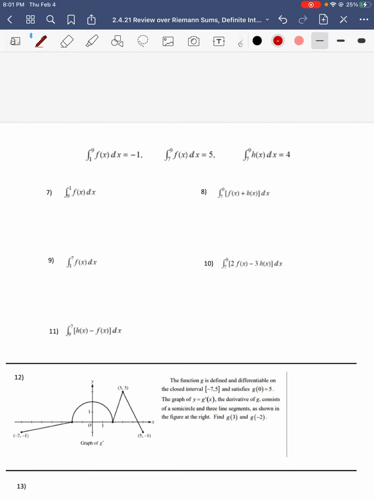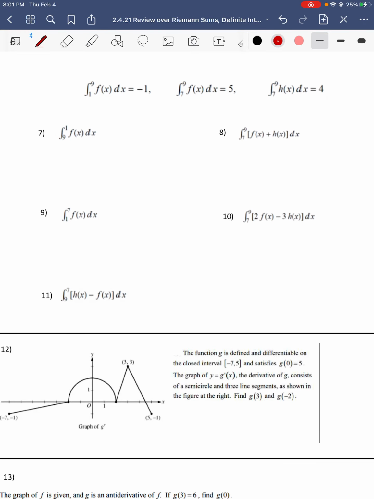Okay, the next one, we're going to be using properties of integrals for these 5. So the first one we have from 9 to 1. Notice that's in the wrong order because 9 is bigger than 1. So we can rewrite this as negative, then the integral from 1 to 9 of f of x. So then it would be negative negative 1, because we get that information from up here. So then it would just be positive 1 as our answer.